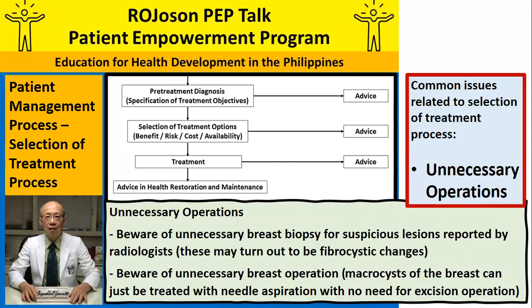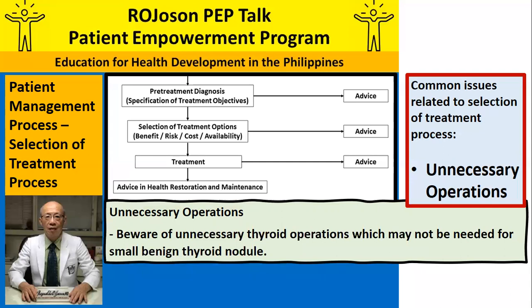Beware of unnecessary breast biopsy for suspicious lesions reported by the radiologist. This may turn out to be fibrocystic changes. Beware of unnecessary breast operations. Macrocysts of the breast can be treated with needle aspiration with no need for excisional operation. Beware of unnecessary thyroid operations, which may not be needed for a small benign thyroid nodule.